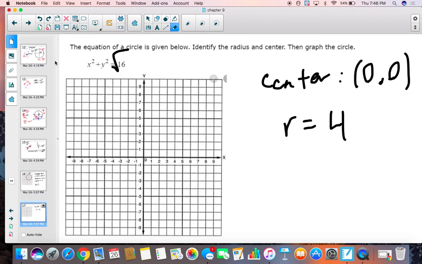And now let's plot. Start with the center, (0, 0). And then do your radius, and I would always recommend doing 4 dots. Over 4, put a dot. Up 4, put a dot. Over to the left 4, put a dot. Down 4, put a dot. And draw in your circle. And that's as good as I can do for x squared plus y squared equals 16.